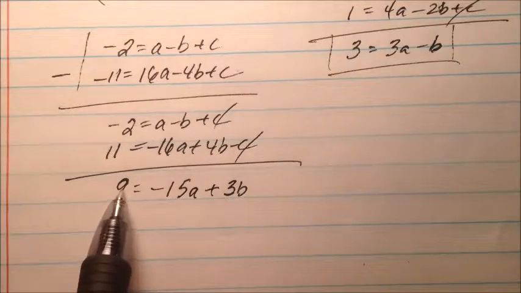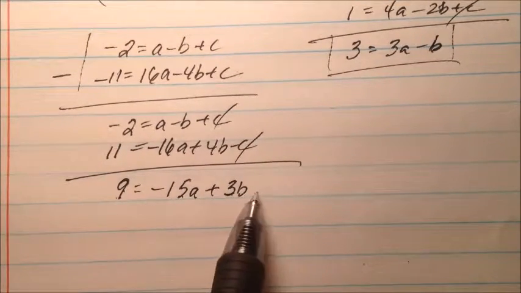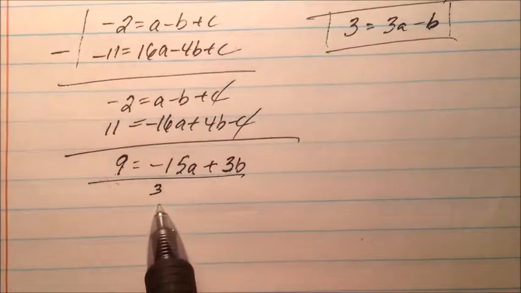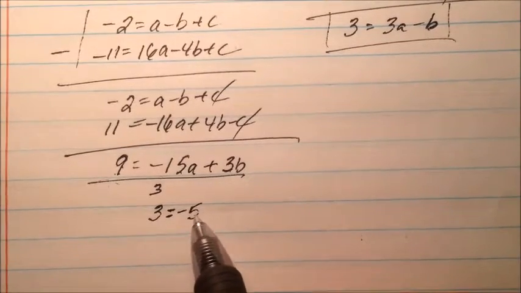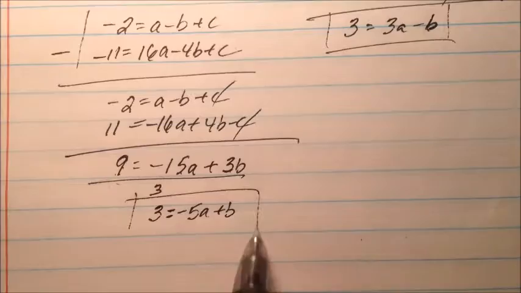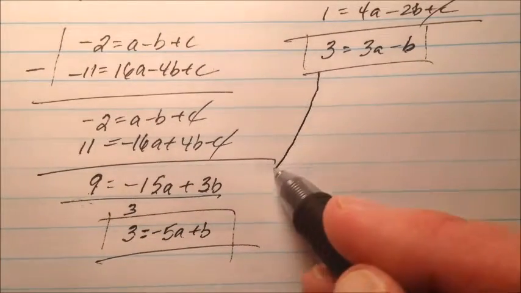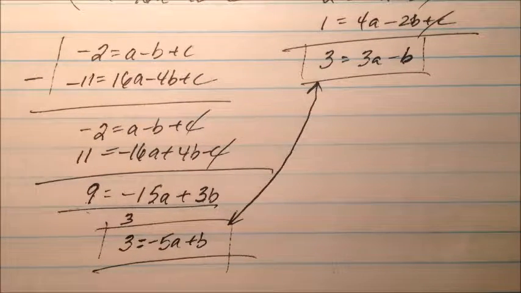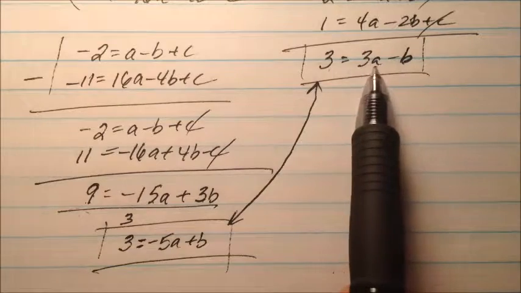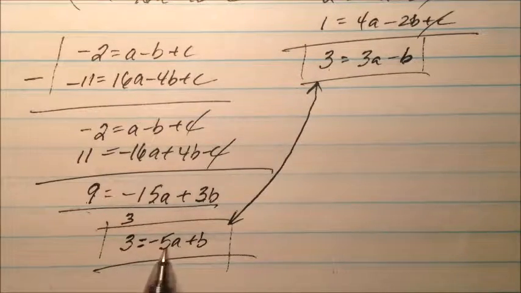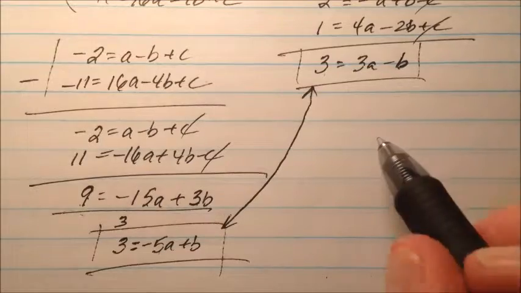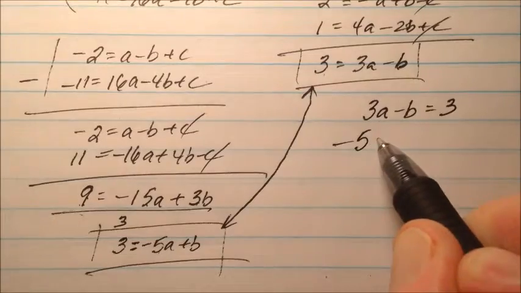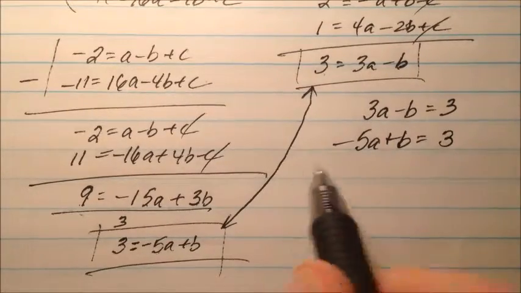And if you want to, I notice that all these coefficients and the constant over here, they're all divisible by 3. So if you wanted to, you could divide everything by 3 and just have a little smaller equation. So 3 equals negative 5a plus b, and that could be a second equation. So I'm going to put these 2 equations now, because we've eliminated c's in both equations. So I have 3 equals 3a minus b, and then 3 equals negative 5a plus b. So I'm going to set those up together. So 3a minus b equals 3, and negative 5a plus b equals 3.